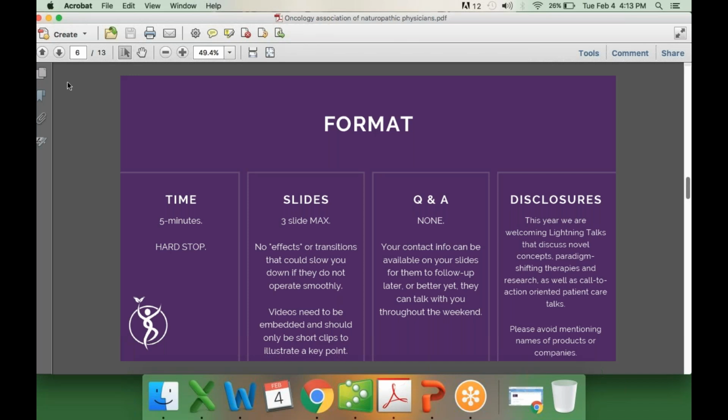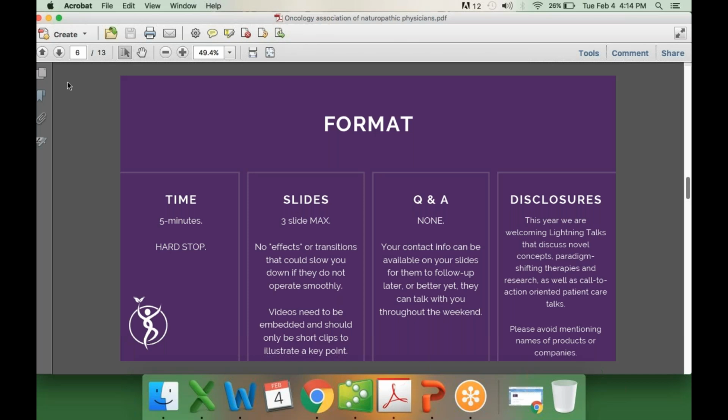So point taken. Videos need to be embedded and should only be short clips to illustrate a key point. You can't go up and give a 5-minute lightning talk and have some video be 4 minutes of your talk, right? Definitely not the idea. So if you really do need a video, also really practice that in advance. Maybe come early that day to troubleshoot it. Otherwise, if you're dependent on that and it doesn't work, you've really lost a key chunk of your presentation.